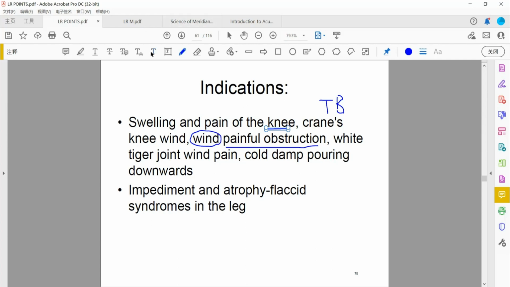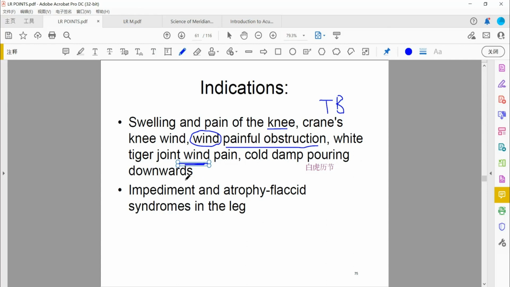It's called this in Chinese. That's a description, like the white tiger. It's moving from this joint to that joint, like the wind, and it's very painful. So it's a wandering type of painful obstruction.